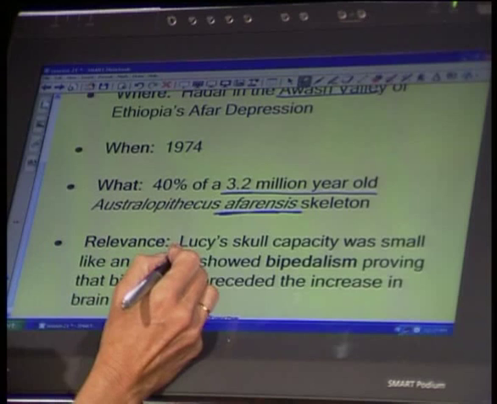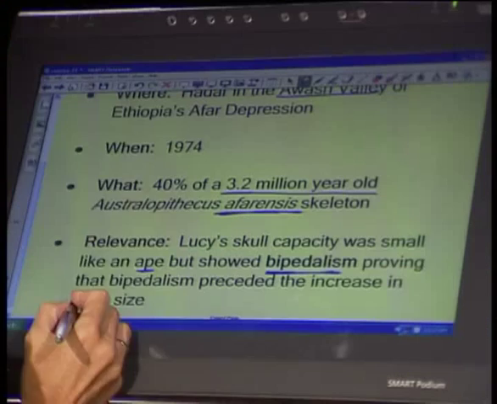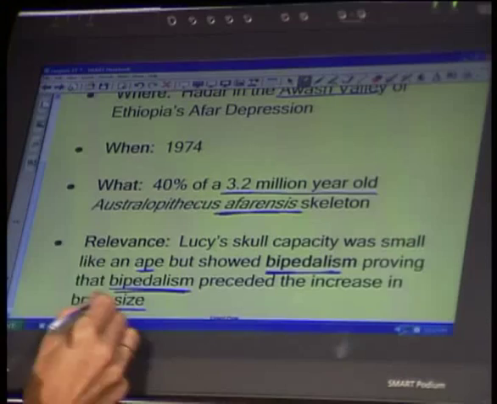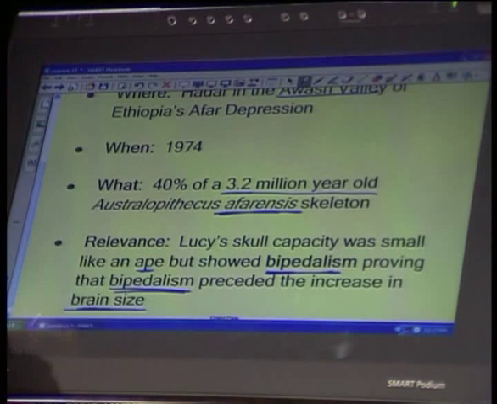So this was 3.2 million years ago, and the relevance was that Lucy's skull capacity was small, like an ape. The skull was still tiny, but it showed bipedalism, in other words, where the foramen magnum was, at the base of the skull. So it showed that she was walking upright, but the skull was still very small, showing a little brain. Which proves, or the scientists assume, that walking upright, bipedalism, came before the increase in brain size, because she had a little head, but she was walking upright.